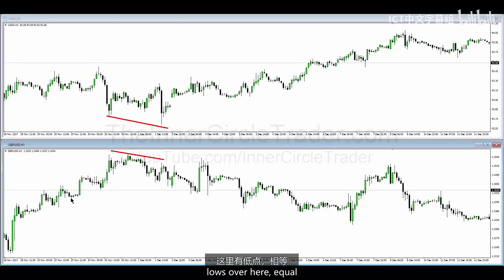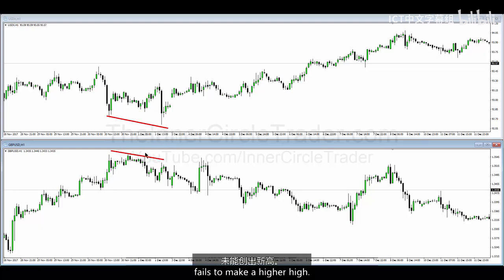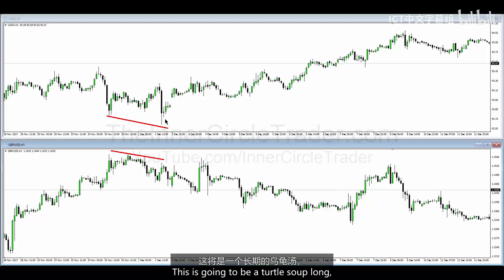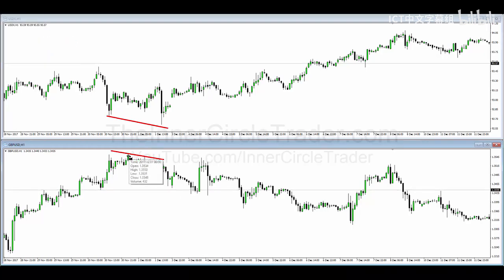And we have lows over here equal, market trades to it there, and then we have equal lows over here, market trades to it here, and then finally below over here, and it does that as well. Okay, so this is an example of a bearish SMT divergence. When the dollar makes a lower low and the foreign currency fails to make a higher high, the weakness is in the foreign currency failing to make that higher high. This is going to be a turtle soup long, and this is going to be a fair swing or bearish scenario.